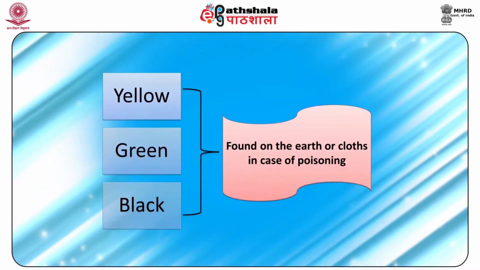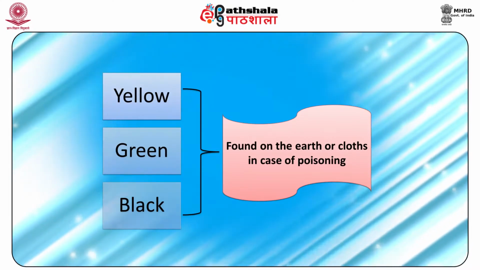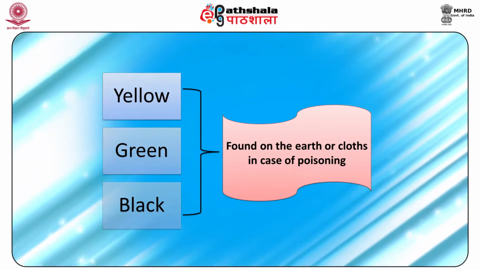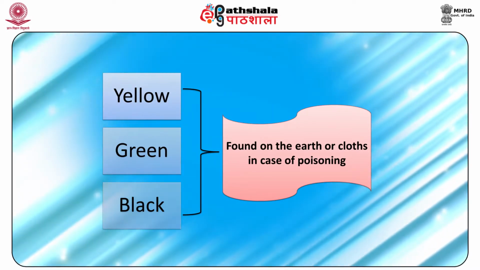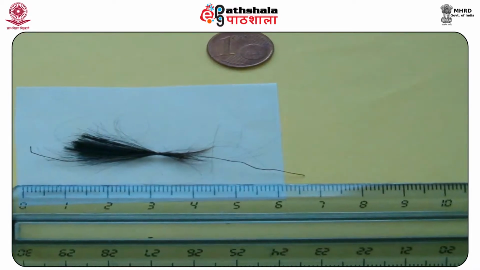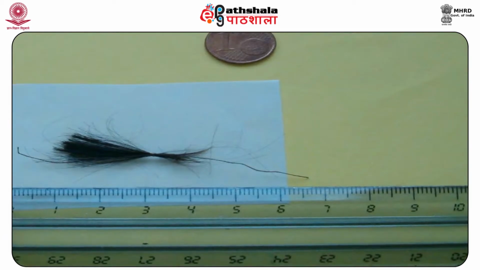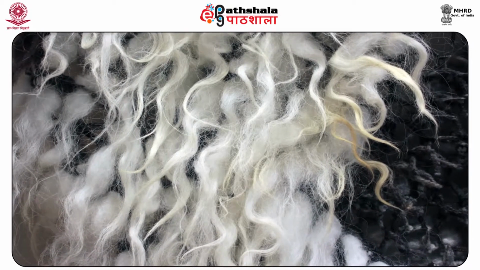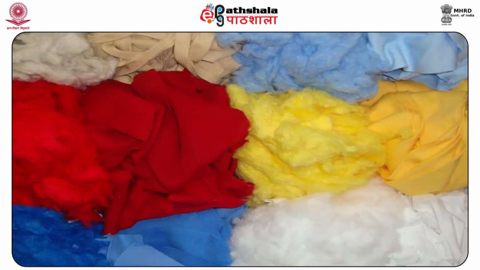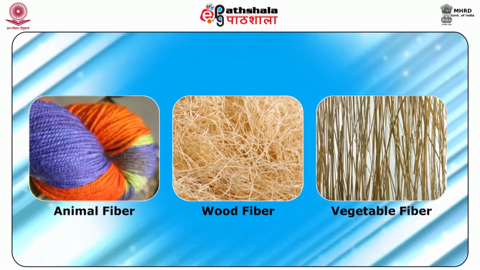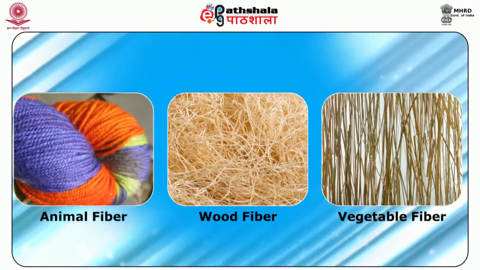Next, we have vomit. It is a yellow, green, or black colored liquid containing undigested or partially digested food matter. It is found on the earth or cloth in the case of poisoning and in some critical diseases, etc. Next, we have hair. It is thin and dark black in color, seems like thread. Hair is also considered as evidence in case of assault and is also transferred by means of contact. Next, we have fiber. It is present in different color and structure, soft and delicate by nature. Many types of fiber are found at the crime scene, like animal fiber, wood fiber, vegetable fiber, and are transferred by contact.